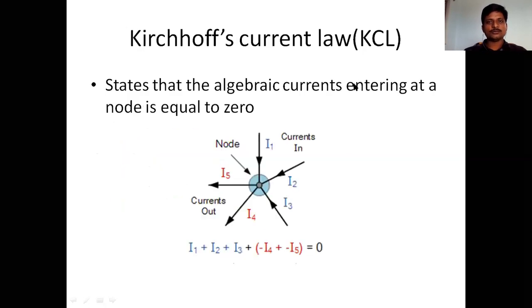Next we will be looking into KCL, Kirchhoff's current law. This is also a very important law that you will come across in electrical engineering. Okay, so here KCL states that the algebraic sum of currents entering at a node is equal to 0. So here, if you take a node, this is a node, some branches are connected to a node. As you can see, some 5 branches are connected to a node.